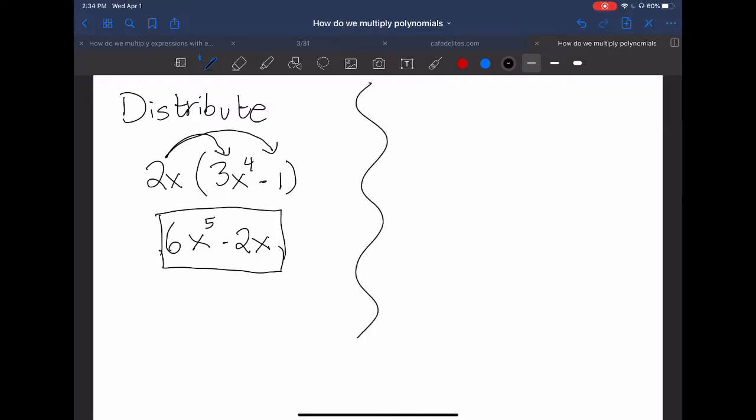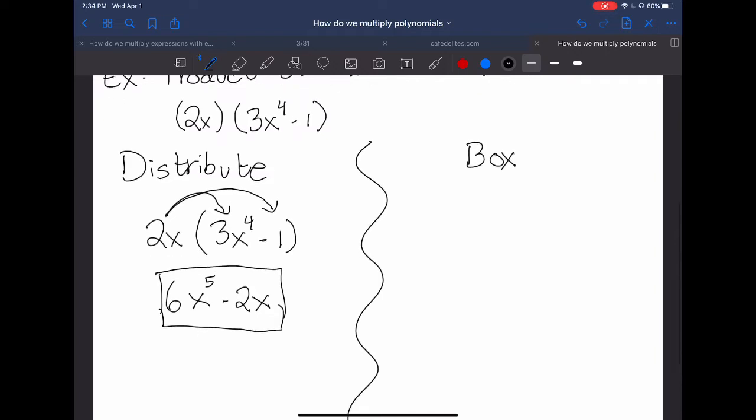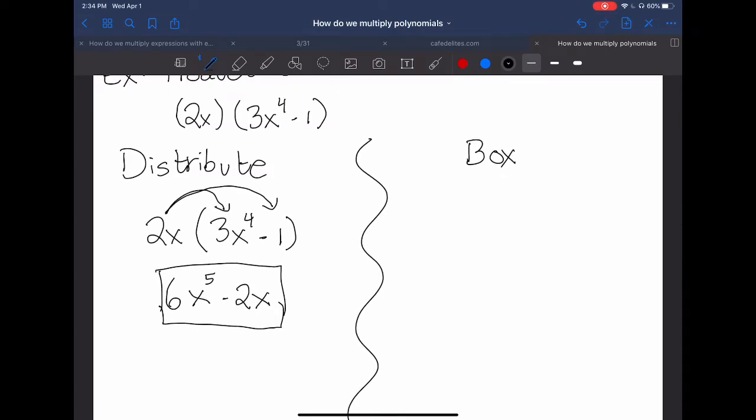Over here, I'll do my box method. So this one's a little bit different since I only have one term on the left. So I'll start with my box. My box is only going to be one row though, because I don't need that extra spot on the bottom. So on top, I'm still going to put 3x to the fourth and minus 1. And on the side, I'm just going to put 2x.